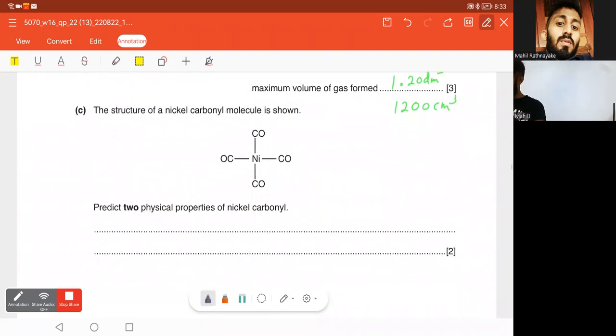The structure of nickel carbonyl is given. Write two physical properties. You know nickel is a transition metal. Then you can write the physical properties of a transition metal. They can form colored solution. High melting and boiling point. They can act as a catalyst. Right? All the necessary information.